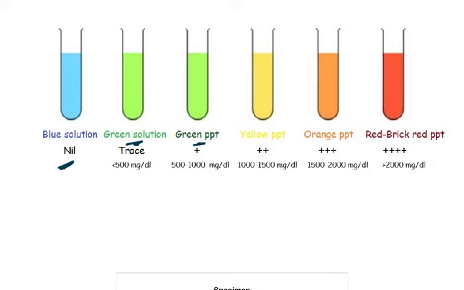A green precipitate means a little more. Then yellow precipitate means a little more. And then orange 3 plus and then red brick precipitate. This is a precipitate. Precipitate means that you can actually see there are some little particles in it, and that's called a precipitate. So if you can measure the mass of that precipitate, that will also tell you how much reducing sugar there is, because the more the precipitate, the more the reducing sugar. If one has 1 gram or one has 2 grams, 2 grams would be more precipitate.